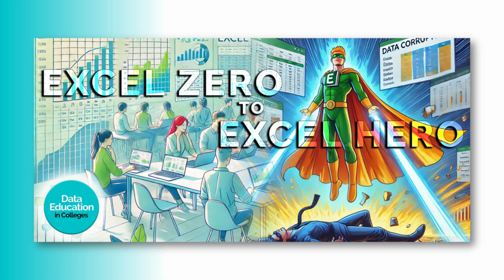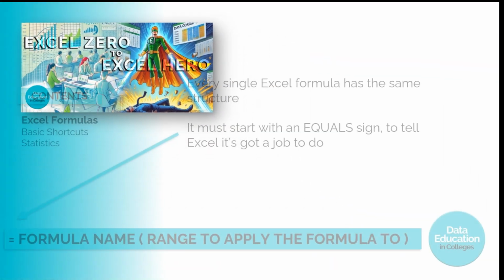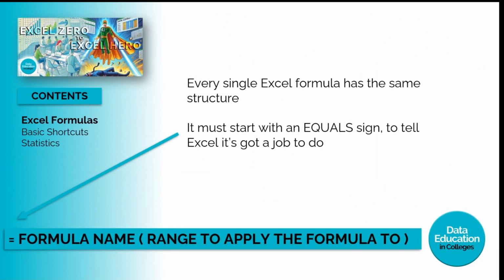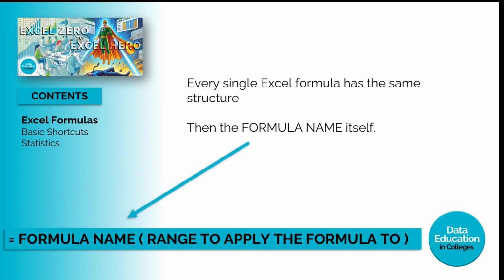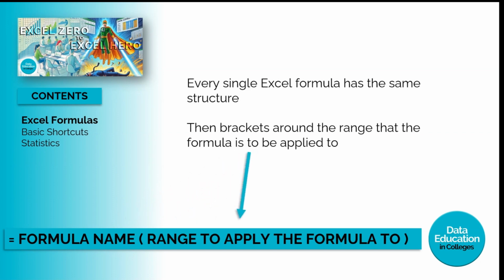Okay, so let's have a look at some basic formulas. Every single Excel formula's got the same structure. Whether it's a wee one, huge one, it doesn't matter. It has to start with an equal sign. We have to tell Excel it's got a job to do. Then the name of the formula itself. And then brackets around the range that the formula applies to. We need to tell Excel where to start and to stop the formula.